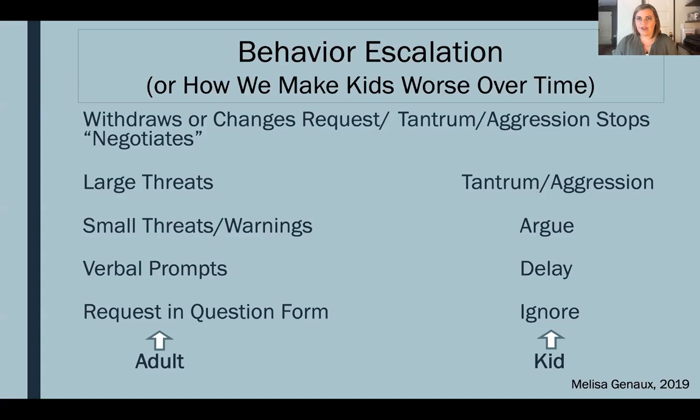Okay? And you're thinking, I am actual magic. I just stopped that tantrum. Way to go. Go me. But what happened? We ended up reinforcing a worse behavior than the behavior we started with. We started with ignore, but we reinforced tantruming. Okay? That's so common, and that's not what we want to do.